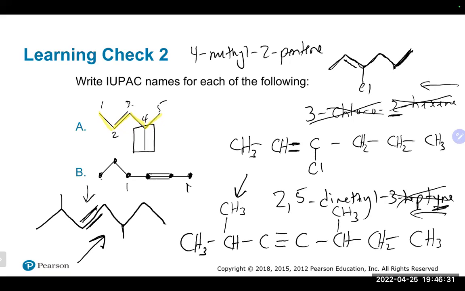Technically speaking, if it doesn't clarify, you could draw any structure you want. But on an exam, it will probably say something like draw the condensed structures for these. Other questions?